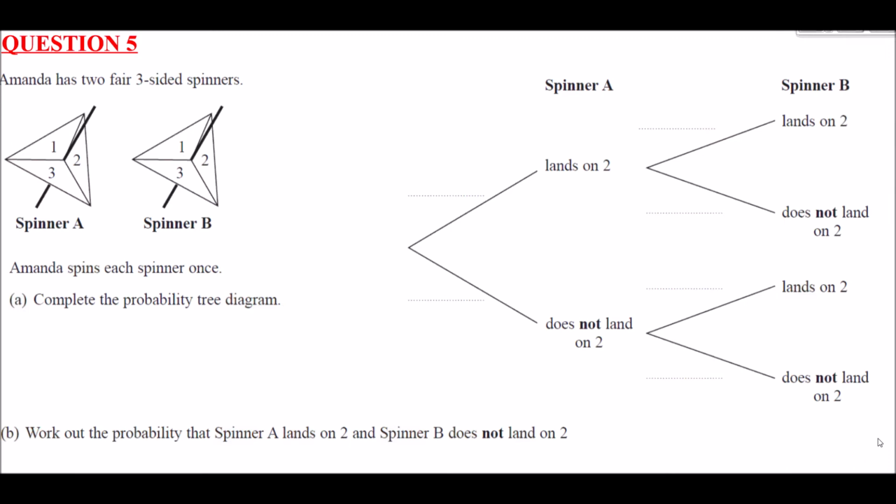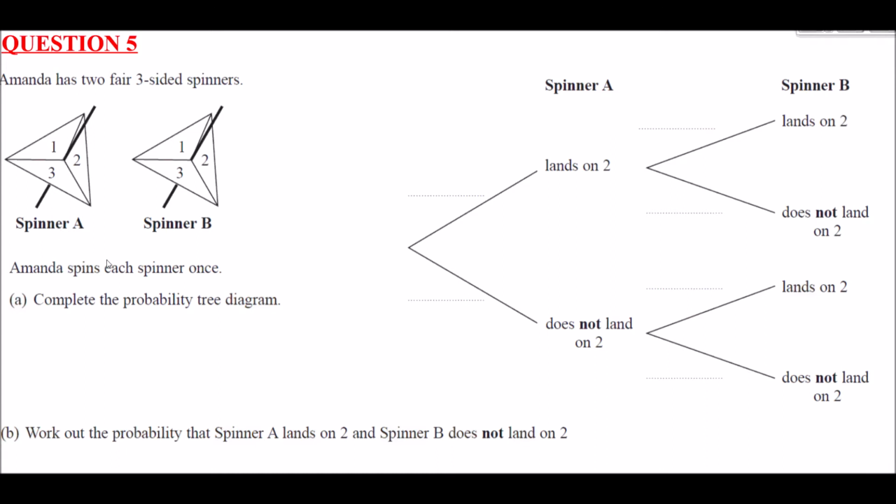Question 5 is a good old honest tree diagram question. So Amanda has 2 fair 3-sided spinners. The diagram would suggest that they're pretty much identical, so assume that they are identical. And if they're fair, all the sides are equal, each side will have a probability of it landing of 1/3. So the probability of landing on any side will be 1/3.